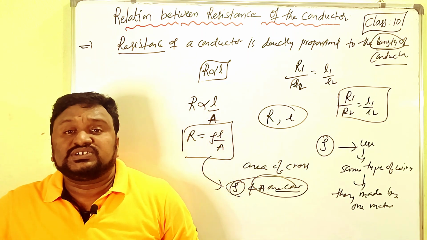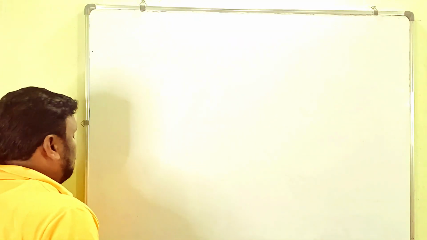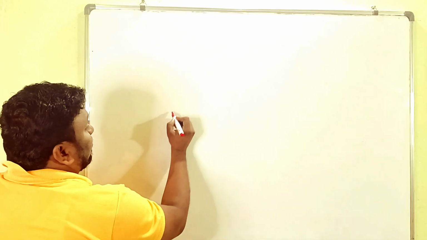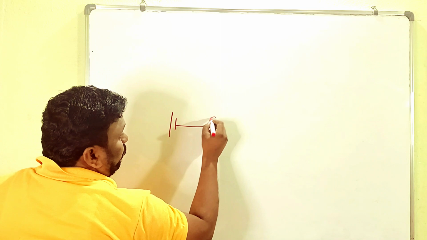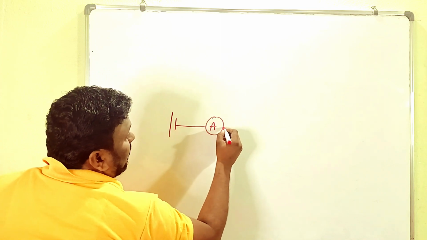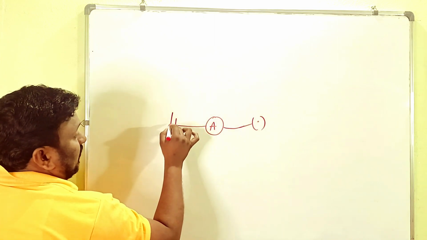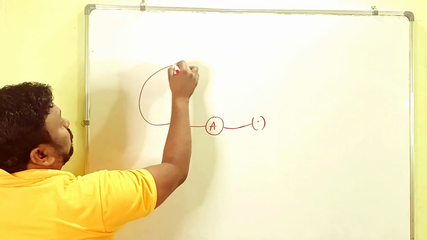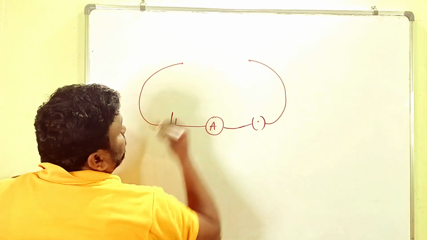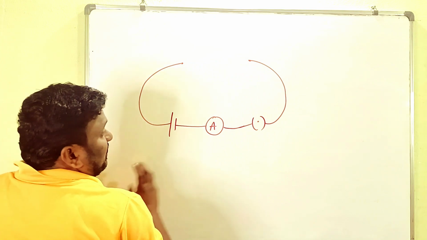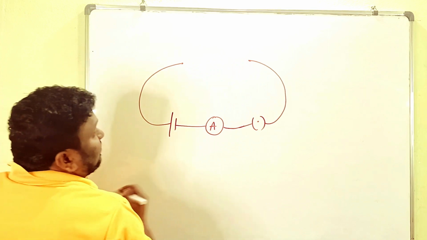So children, now let's go for the experimental procedure. First we have to take one battery. From that we connect one ammeter, and from that we connect one plug key. From the positive of the battery we give one wire, and from this also we give one wire. So this is the experimental arrangement. Now it is an open circuit. In an open circuit there is no current.